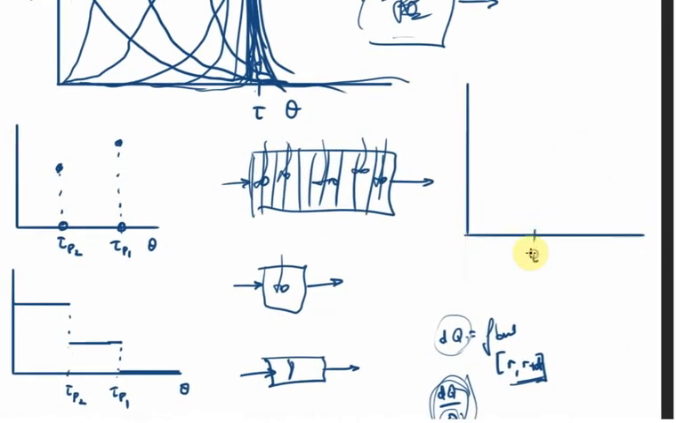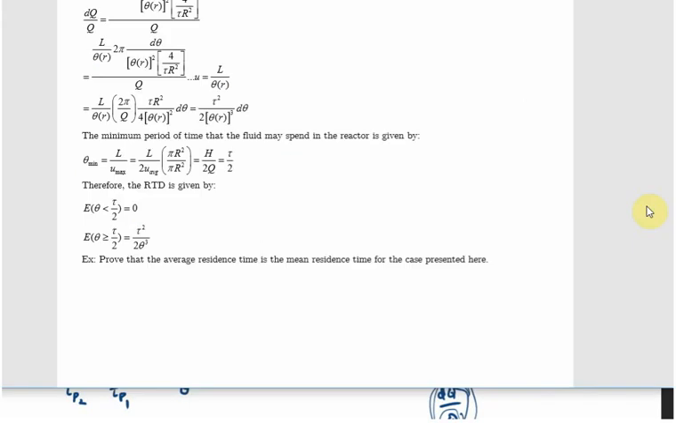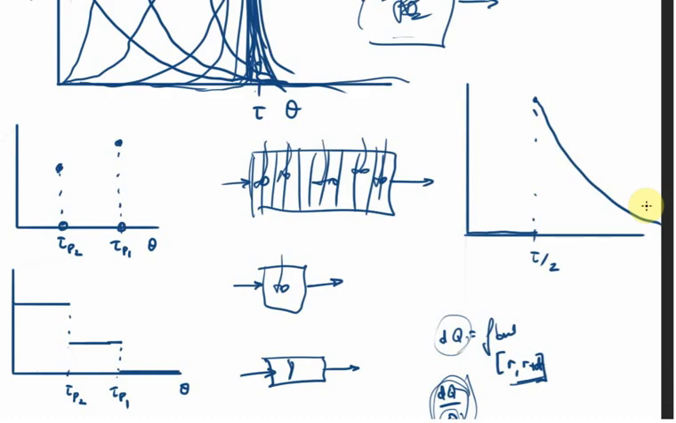So here's tau over 2. You get no contribution until tau over 2, and then at this point you get a contribution like that. So this is not an exponential decay. It is tau squared, which is a constant, over the variable theta cubed. So this is the inverse cube of theta. Theta is the variable here, of course. So that's E of theta for the laminar flow reactor.